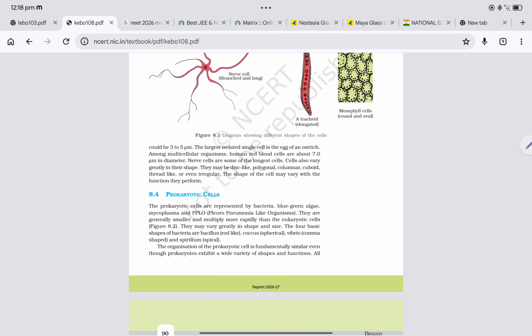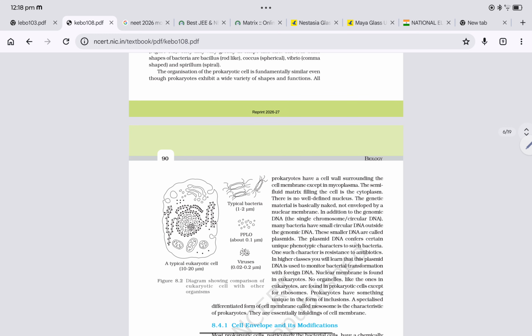The organization of the prokaryotic cell is fundamentally similar, even though prokaryotes exhibit a wide variety of shapes and functions. All prokaryotes have a cell wall surrounding the cell membrane except in the mycoplasma. The semi-fluid matrix filling the cell is the cytoplasm. There is no well-defined nucleus. The genetic material is basically naked, not enveloped by a nuclear membrane.